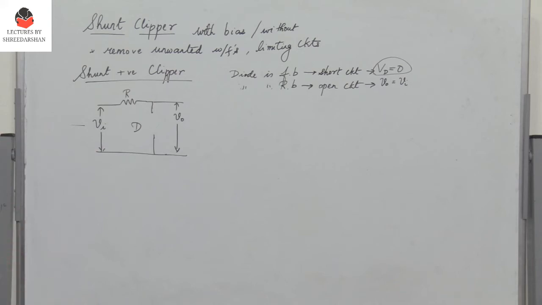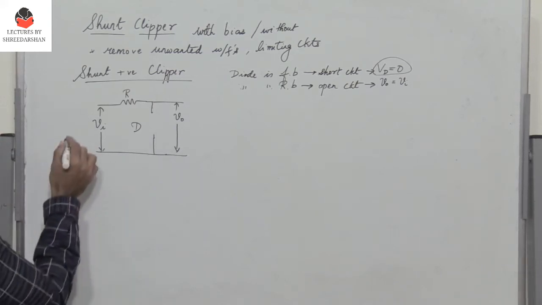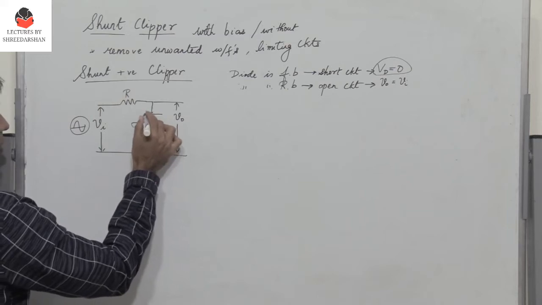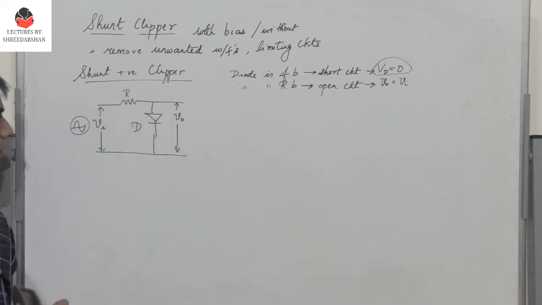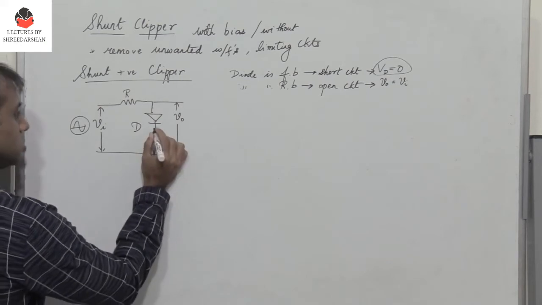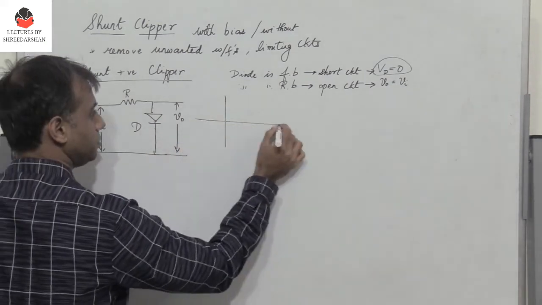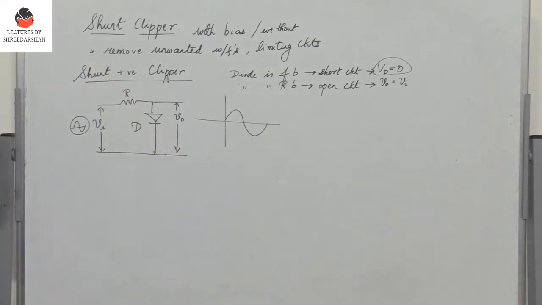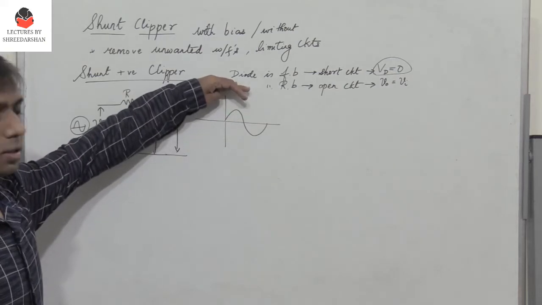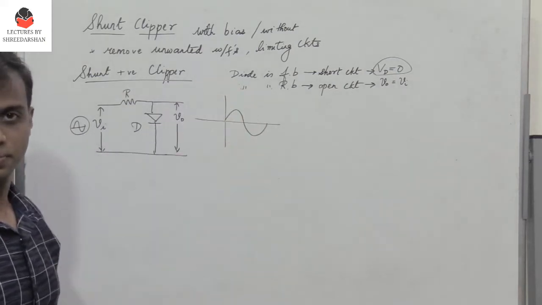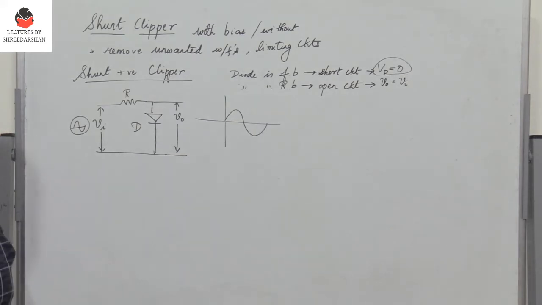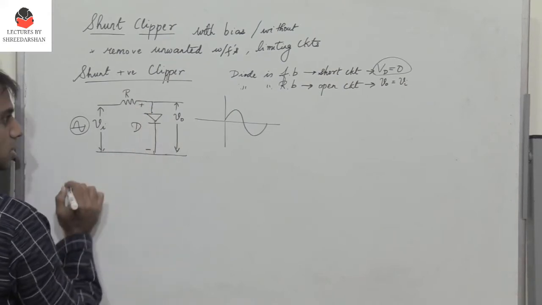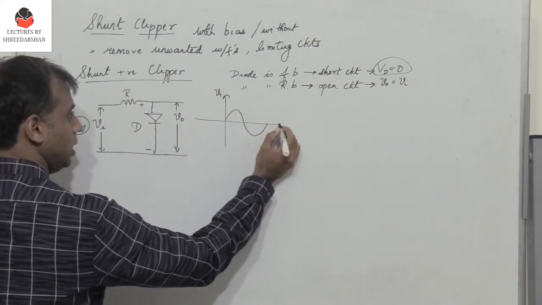Now what is a shunt positive clipper? I am connecting VI, the input voltage, across R, and I have a diode D connected. So what happens during the positive half cycle? As the name suggests, it is a shunt positive clipper. So therefore the positive half of the input should be clipped off. So this is nothing but a half-wave rectifier circuit. So during the positive half cycle, I have plus minus. So this is the input voltage VI.